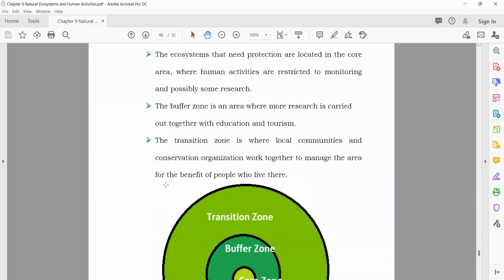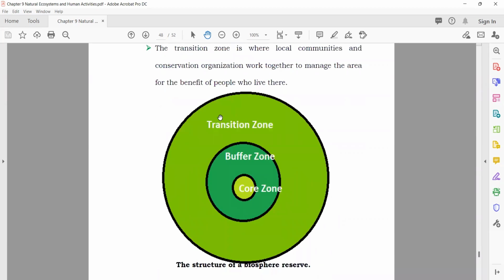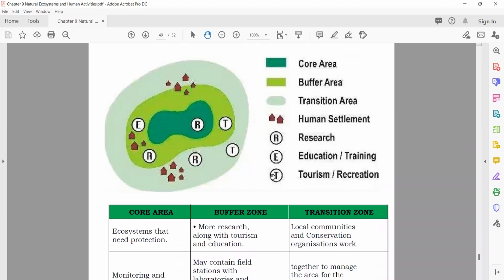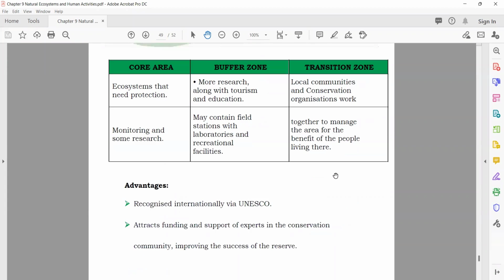The biosphere will improve and repair the ecosystem. You can divide it into zones: transition zone, buffer zone, and core zone. In the core area, the ecosystem needs protection, so you only cover that one. No one is allowed, only for research. In the buffer zone, research and tourism are allowed. And the transition zone is like a liberty zone where people and communities can live.